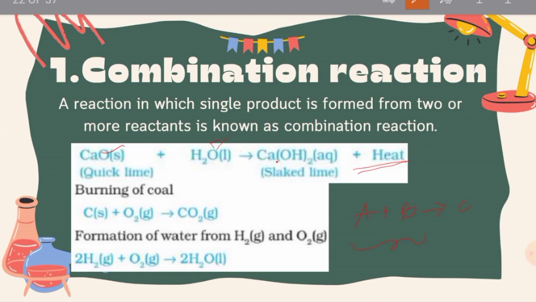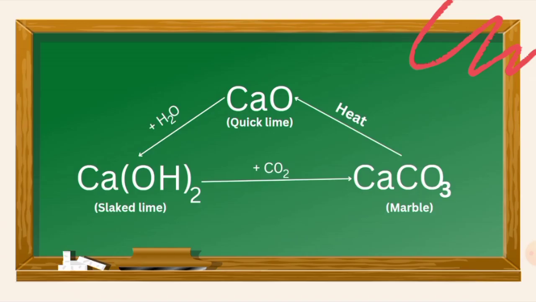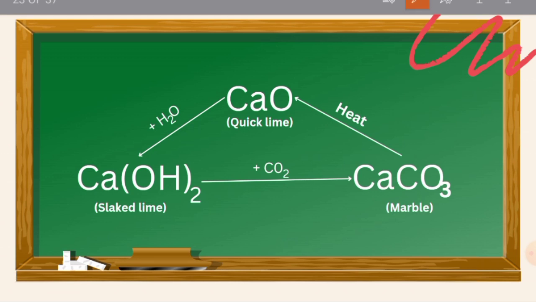There is something very interesting about calcium oxide, calcium hydroxide and calcium carbonate. So I will give you a quick brief explanation. I told you CaO, that is calcium oxide, is quicklime. When we add water to it, it becomes calcium hydroxide, that is slaked lime. And when you add carbon dioxide to this slaked lime, it becomes calcium carbonate, which is marble. Marble is calcium carbonate.